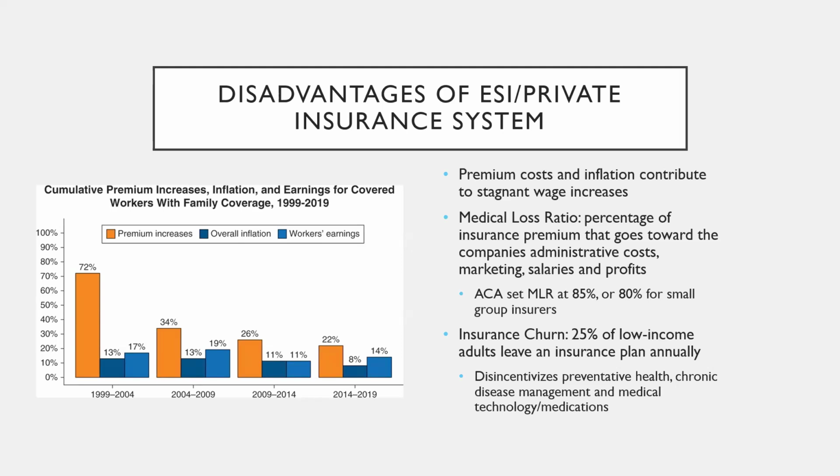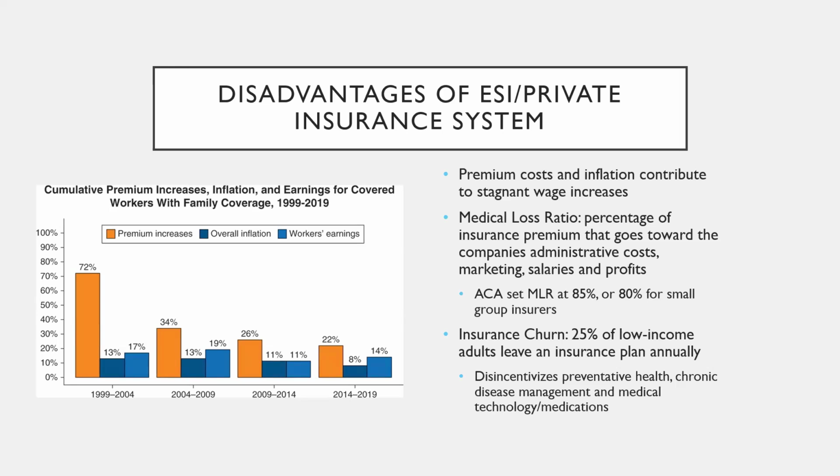So medical loss ratio is the percentage of insurance premiums that go directly towards medical costs. The Affordable Care Act set medical loss ratio at 85% for insurance companies. So they have to get at least 85% of the premiums back to the population that they're insuring. However, a lot of insurance companies are not ACA compliant.